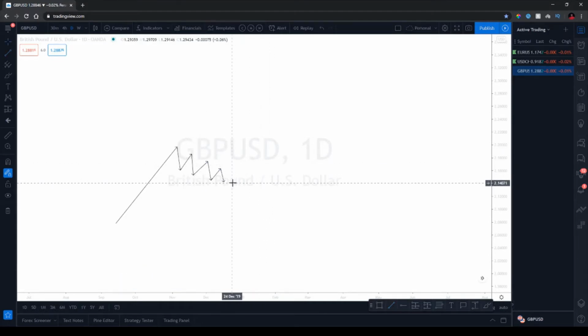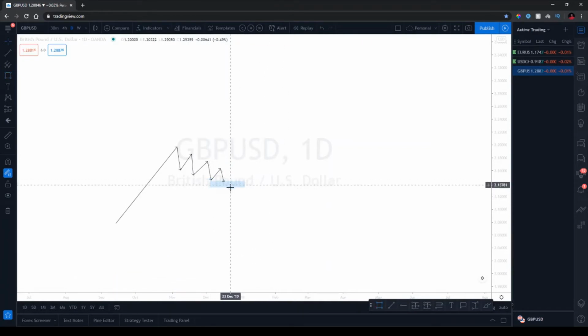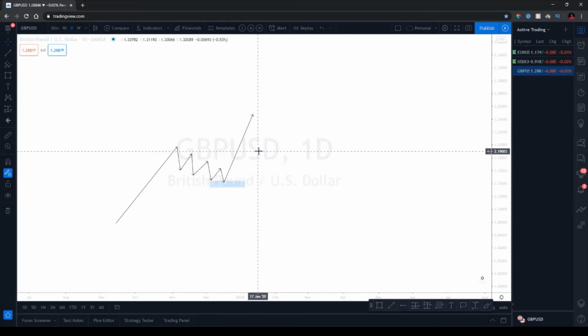Now with this, we actually want to enter during this consolidation phase. We want to enter while we're within this pattern, and we want to enter ideally at the bottom of the pattern, which is right here in this area. This is the area where we want to look for our entry, because right after that, that's where our continuation comes, and we're looking to capitalize off of this move right here.